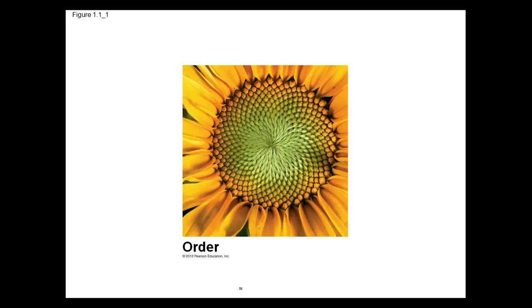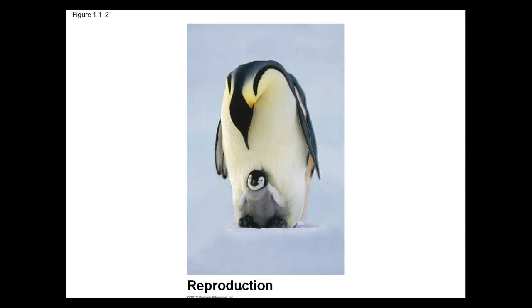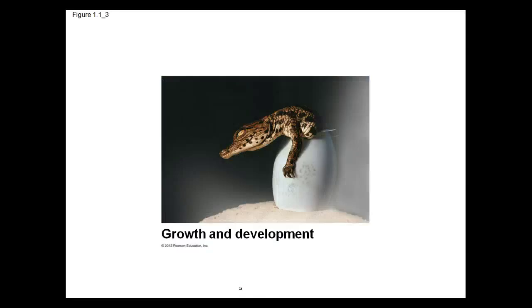So order, there's an orderly structure and pattern to the world. I love the sunflower to kind of show how ordered it is. There's reproduction. You got to make cute little fuzzy babies. Okay? And then protect said cute little fuzzy babies. So they may grow and develop. I love this one. Look how devious he looks. Right?